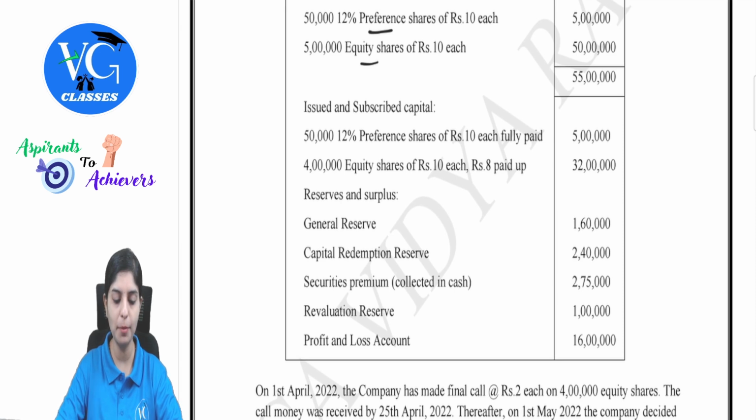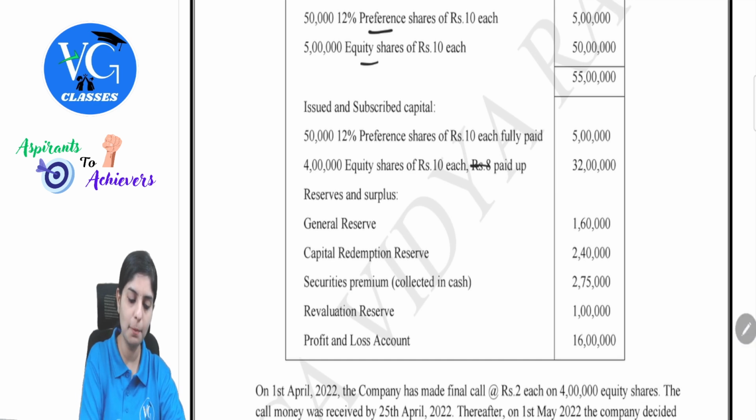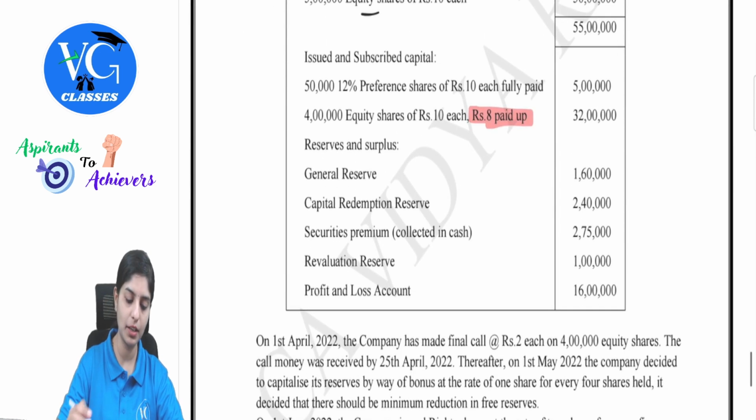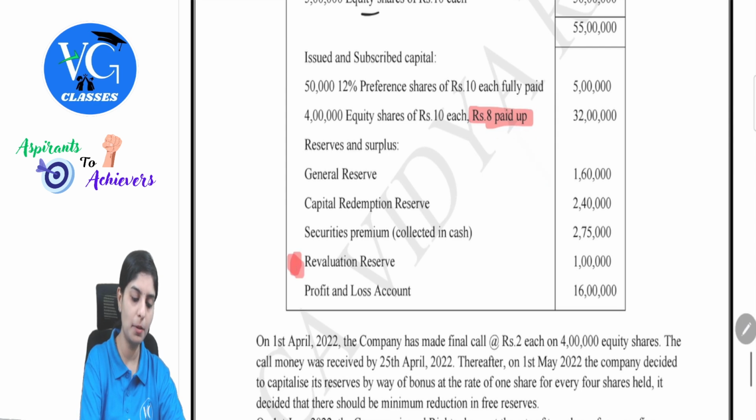Preference, there will be no problem. 4 lakh equity shares of 10 each, 8 paid up. So these are all important observations which we will have to consider. 8 paid up. Then we have reserves and surplus: general reserve, capital redemption reserve, securities premium collected in cash, revaluation reserve, and then the P&L account is given. So this will not be available for utilization.